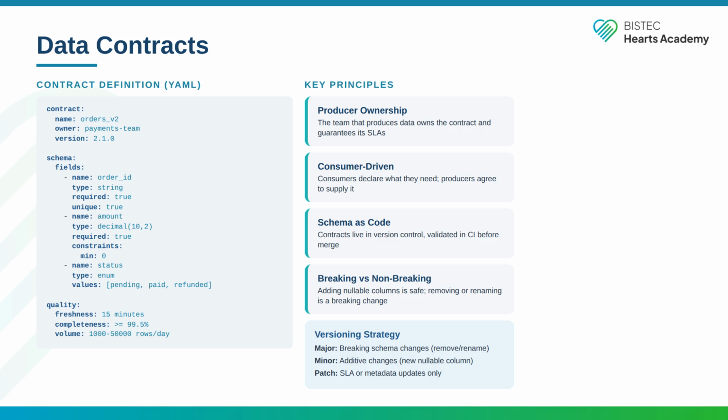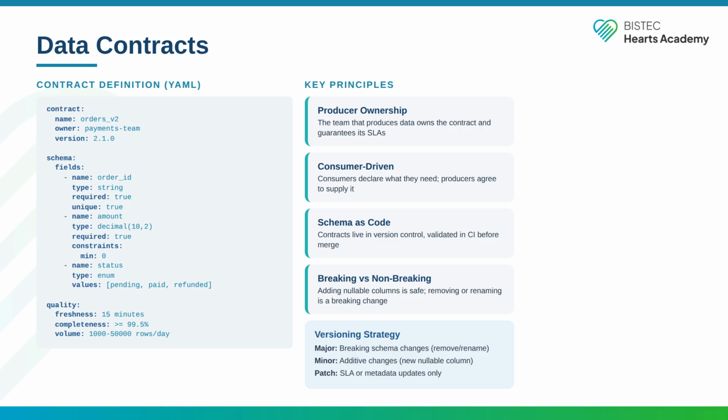Fourth, breaking versus non-breaking changes. Adding a nullable column is safe, but removing or renaming a column is a breaking change that requires a major version bump. Versioning follows semantic versioning. Major for breaking schema changes, minor for additive changes like a new nullable column, patch for SLA or metadata updates.